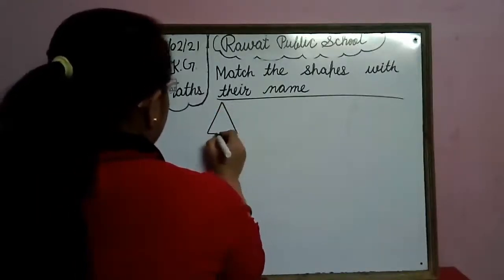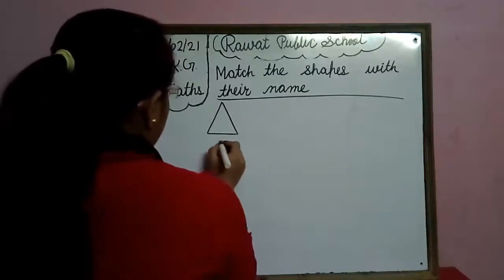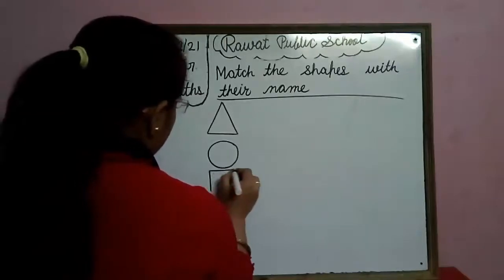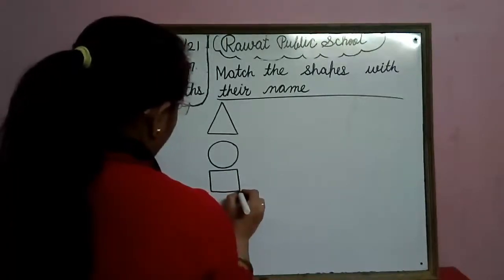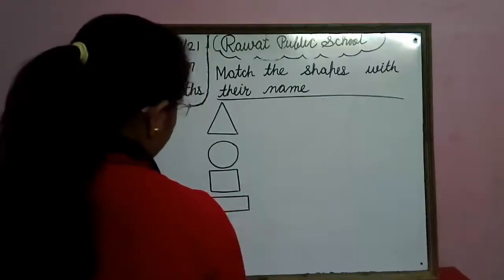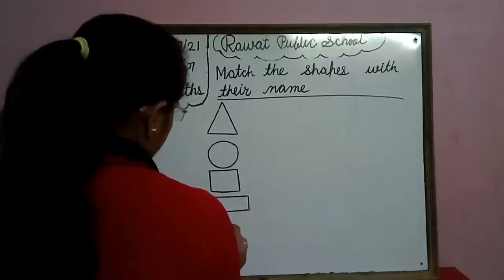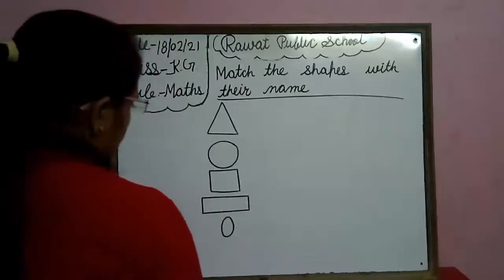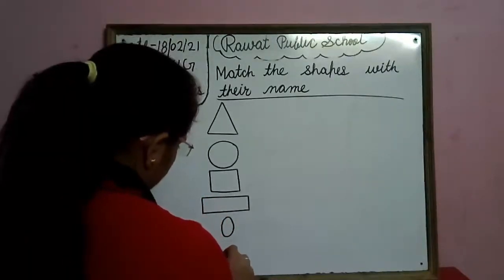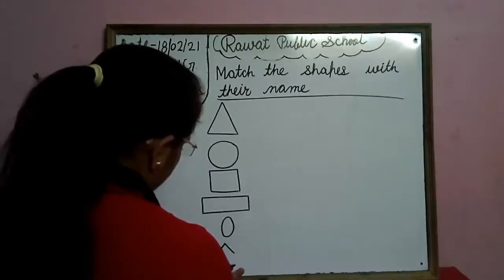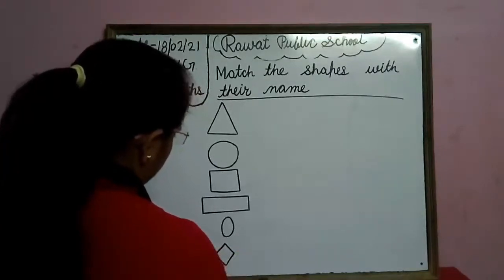This is triangle, circle, square, rectangle, oval, diamond.